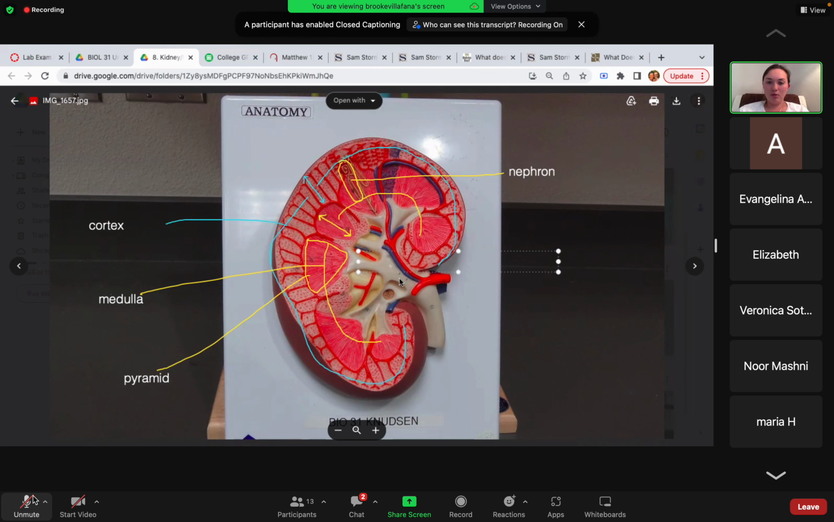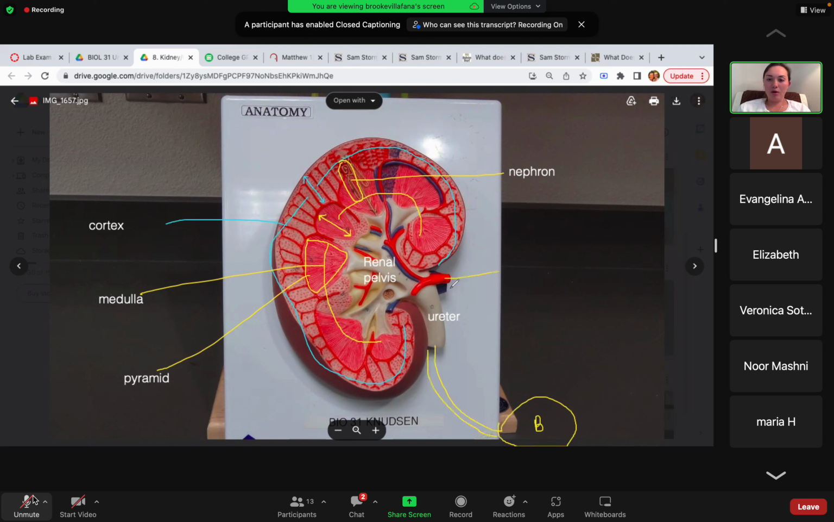Then in this little center part, you have the renal pelvis. That's like where everything kind of comes together. And then this would be the ureter, this white tube that leaves. And then that would drain down into the bladder. So ureter would connect down into the bladder. So I'll put B for bladder.